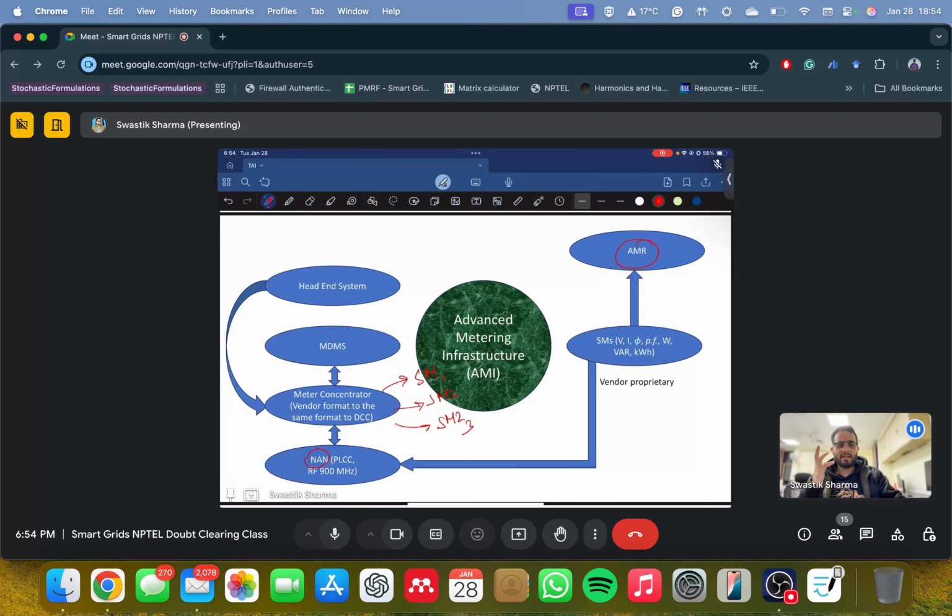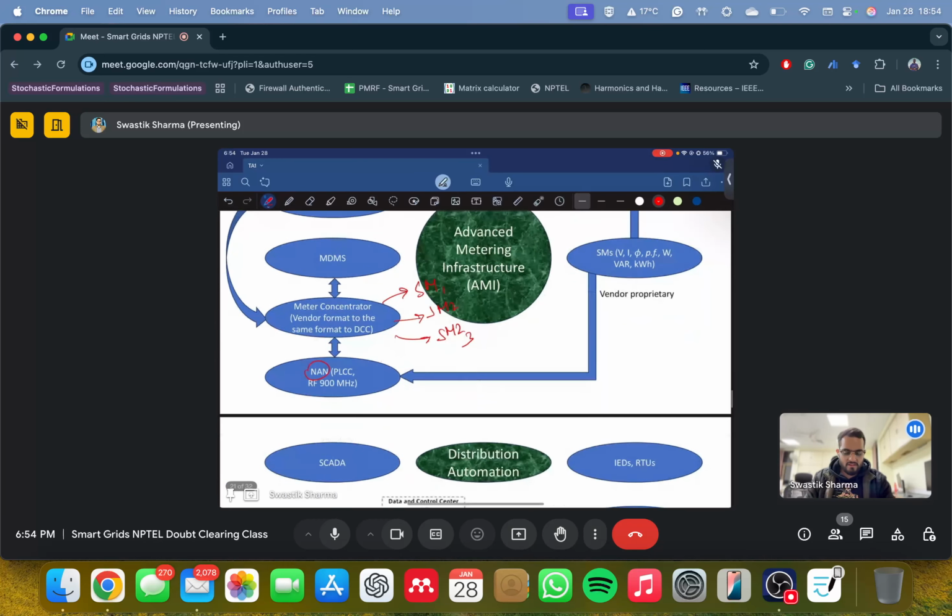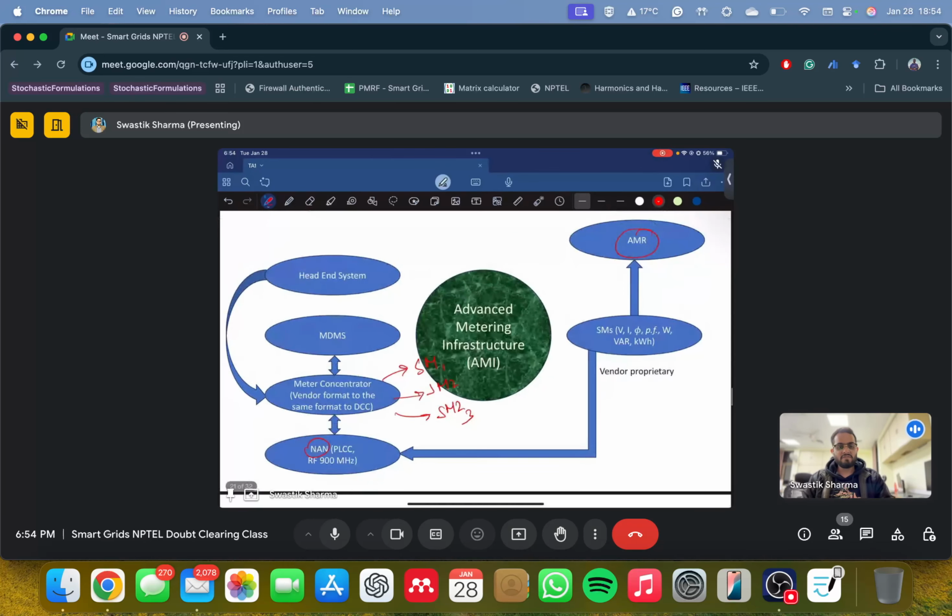There is one more thing called the head end system. A distribution system is a very wide area. So the head end system acts as the main hub for all the customers, connecting all of the data from all of the distribution feeders connected to your discoms. So this is what an advanced metering infrastructure does.